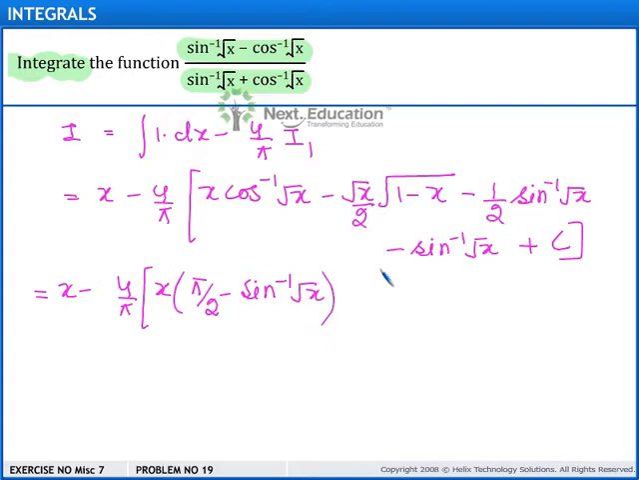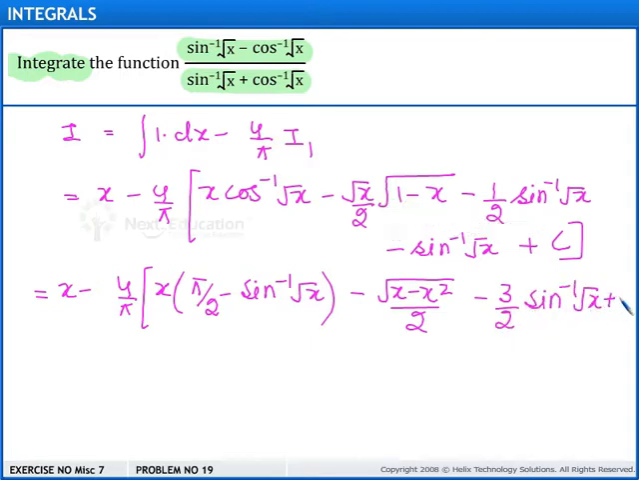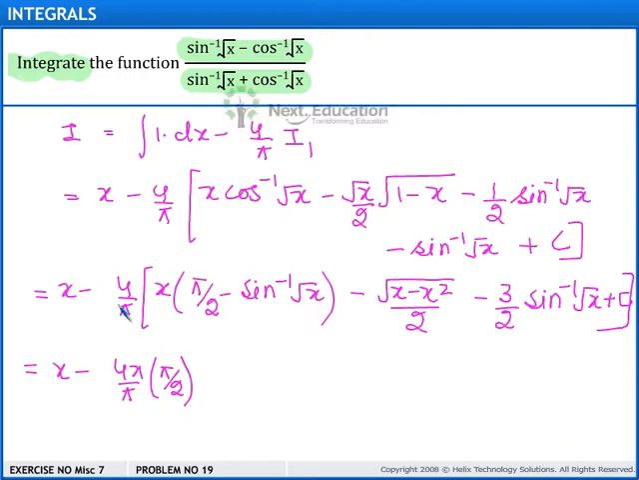into cos inverse root x can be written as pi by 2 minus sine inverse root x, minus root over x minus x square upon 2, and simplifying these two we get minus 3 upon 2 sine inverse root x plus the constant d. So this is equal to x minus 4x upon pi into pi upon 2. Now minus minus is plus. So we have 4x upon pi sin inverse root x.